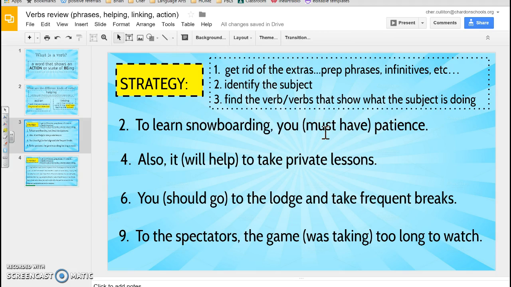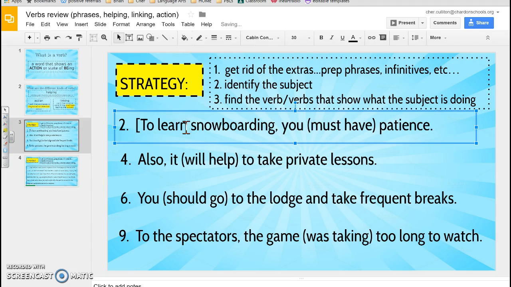So we've talked about extras like prepositional phrases, infinitives. We're getting to dependent clauses, appositives. So looking at our first sentence, and on your paper it would be number 2, to learn snowboarding, you must have patience. As I go through these actions and tell you what to do, I want to see when you turn your paper back in to me that you've done this. So to learn snowboarding, I see to at the beginning. It could be a preposition, it could be an infinitive, and it's actually an infinitive, to learn.